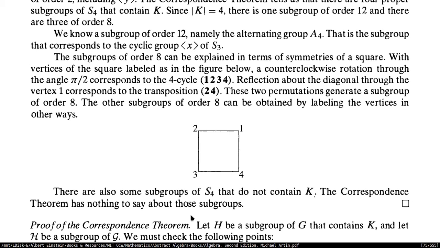Then if you exchange the diagonal vertices, you're going to have a transposition. So you're going to cycle between two numbers, two elements. So these two permutations generate a subgroup of order 8, alright?